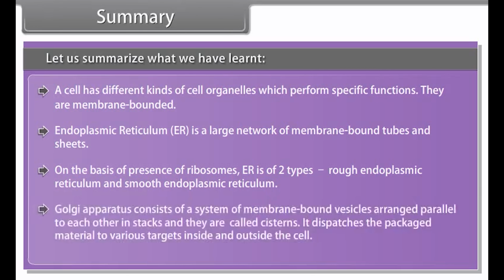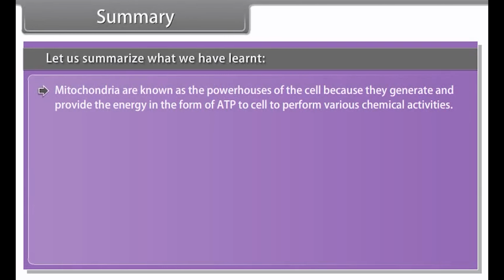Golgi apparatus consists of a system of membrane-bound vesicles arranged parallel to each other in stacks, and they are called cisternae. It dispatches the packaged material to various targets inside and outside the cell. Mitochondria are known as the powerhouses of the cell because they generate and provide energy in the form of ATP to the cell to perform various chemical activities.